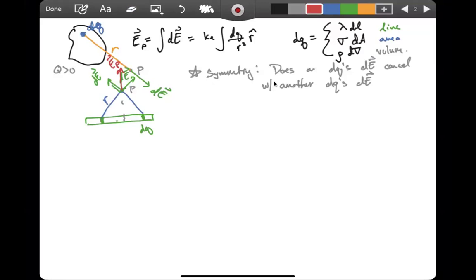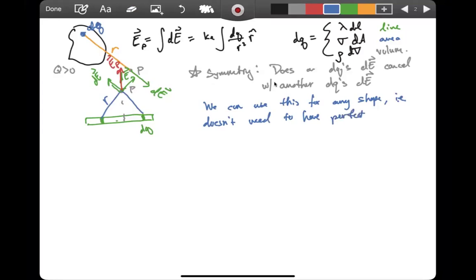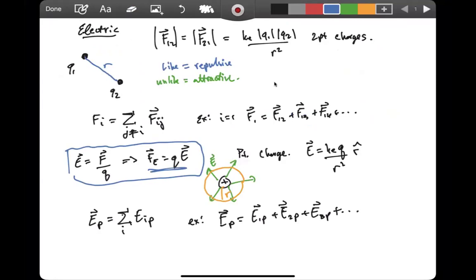So good, that's that guy. We spent a bunch of time working on this thing here. And again, this is true for any shape, i.e. it doesn't need to have perfect symmetry, unlike Gauss's law. We'll get there in just a second. Good. After that, we focused on the second half of this guy. That was pretty much about it, and we did a bunch of examples of that.